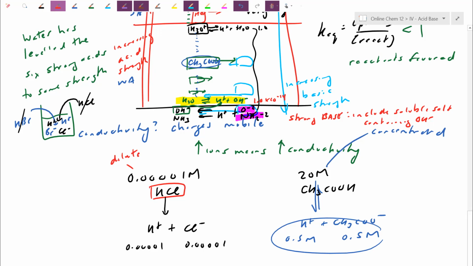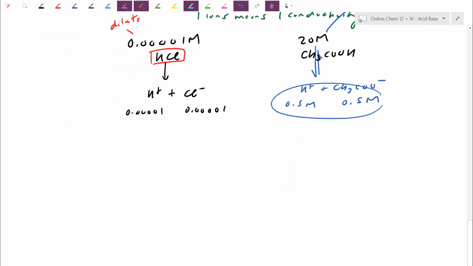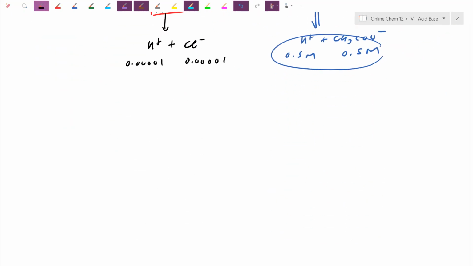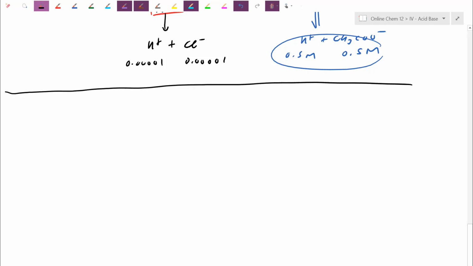So therefore, it's a strong base as well. So those two, including any soluble salts with OH minus. Let's just rehash here. We did introduce a little bit of Ka and Kb. At the end of the day, they were K EQ. Ka is the acid constant if the thing is acting as an acid. Kb is similarly for a base.